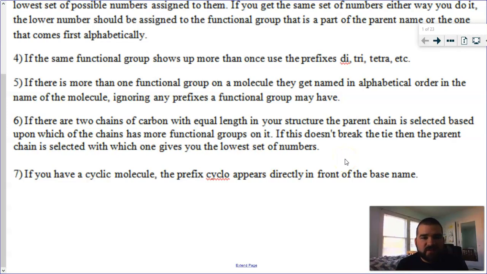Number 6, if there are two chains of carbon with equal length in your structure, the parent chain is selected based upon the chain which has more functional groups on it. So if the way this carbon chain branches gives two equal lengths, we use the one that has more functional groups on it. And if there's still a tie, then we use the one that gives us the lowest set of numbers. Number 7, if you have a cyclic molecule, meaning a ring of carbons, you use the prefix cyclo, and it appears directly in front of the base name.